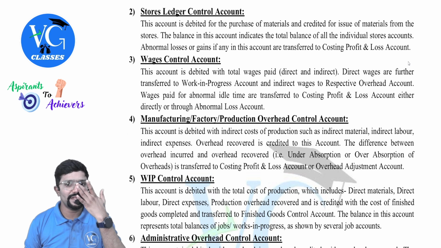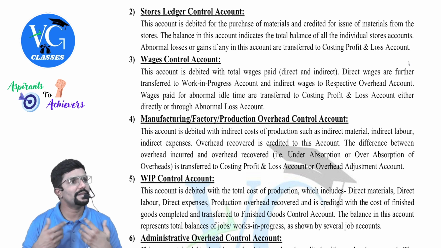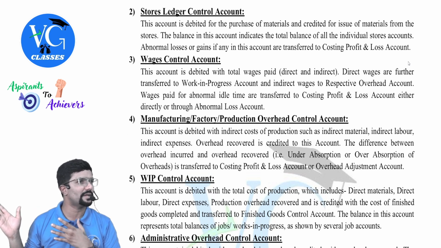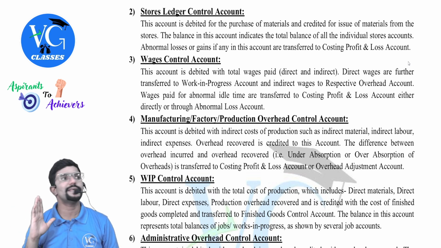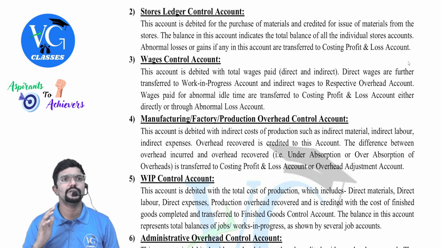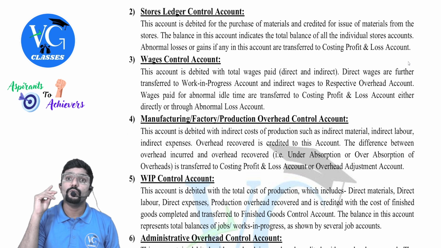Abnormal losses or gains, if any, in this account are transferred to costing profit and loss account. Sir, can we keep that as closing balance? No, you can never keep it as closing balance. Please be careful. Already closing balance of raw materials will be there. Again, you don't keep any abnormal loss or abnormal gain as a closing balance. You have to transfer it to costing P&L account. What you told before this is for overhead account.